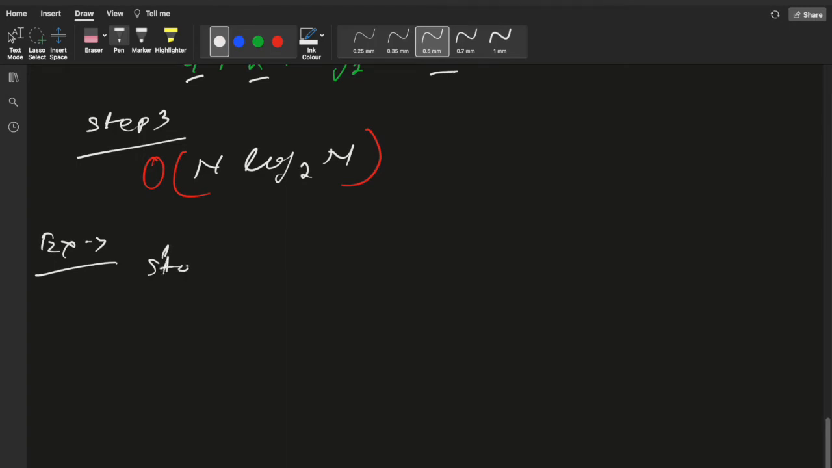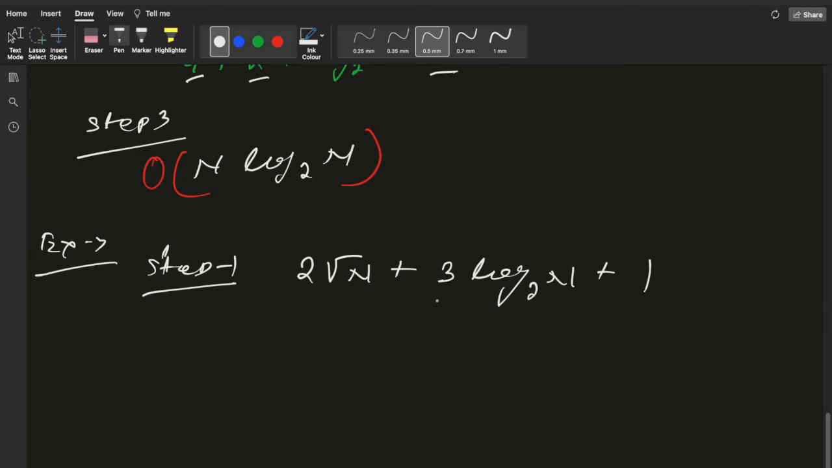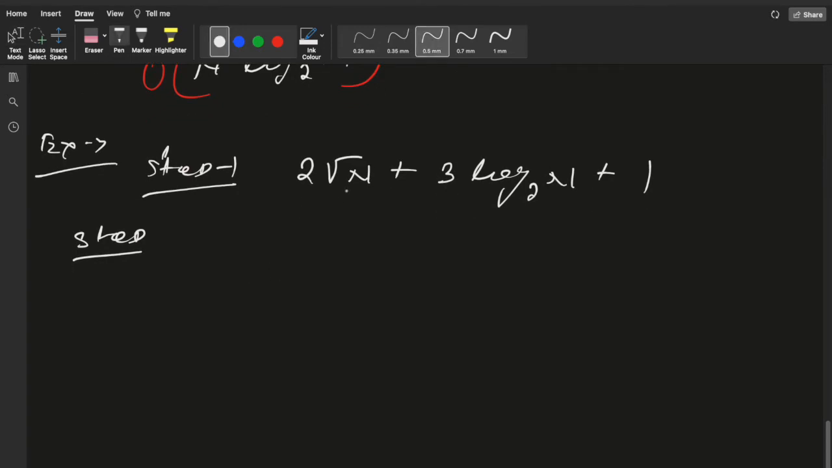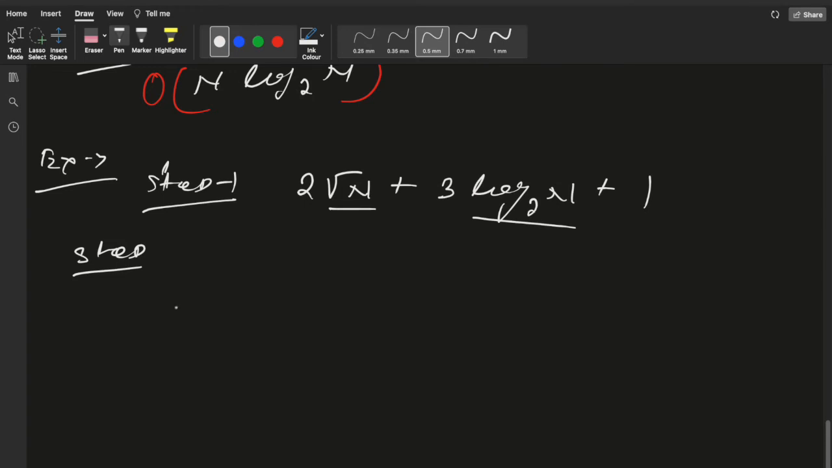Let's say in step 1 I calculated the loop iterations, so I found the equation like 2 square root of n plus 3 log n plus 1. This is my step 1 where I calculated the number of iterations. In step 2 we need to find the lower order term and ignore it. So from here we have these terms: square root of n and log n. Now we need to find which of these two terms is smaller, then we can ignore it.